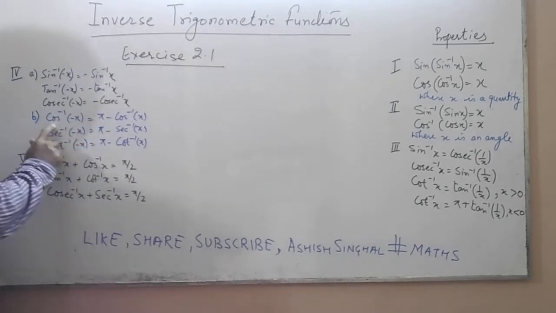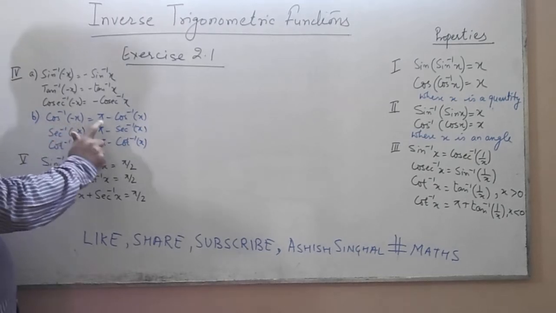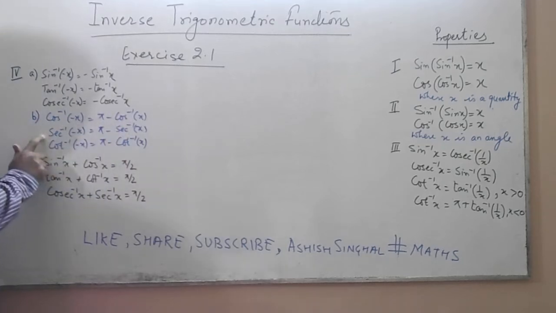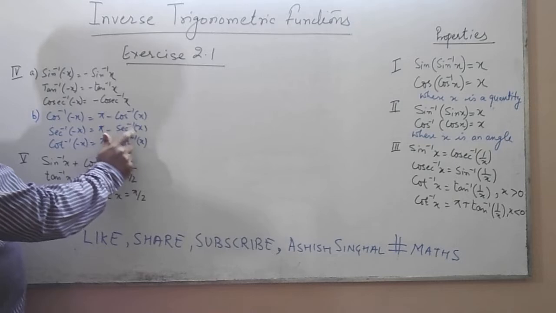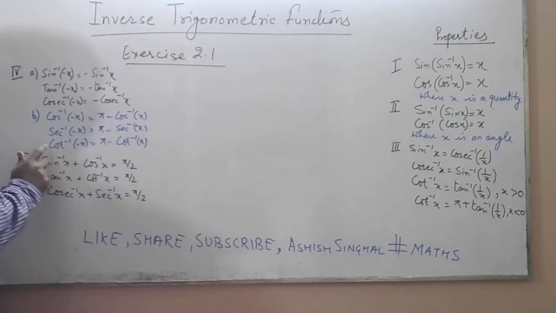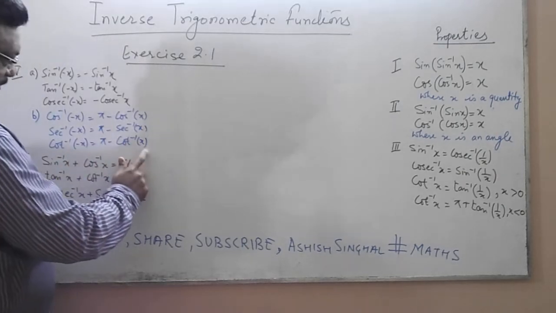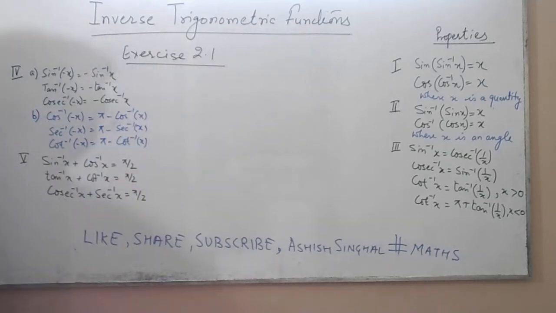Whereas, whenever you have cos inverse minus x, the result is pi minus cos inverse x. Whenever you have sec inverse minus x, the result is pi minus sec inverse x. For cot inverse minus x, the result is pi minus cot inverse x. You need to write down these identities and learn them so that you are able to solve the questions.